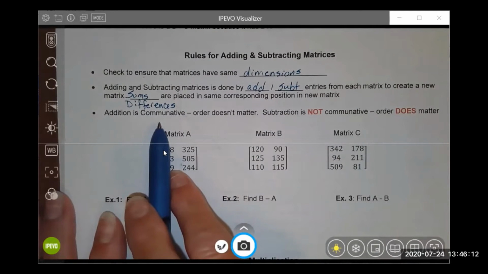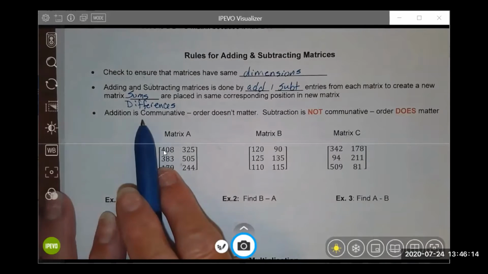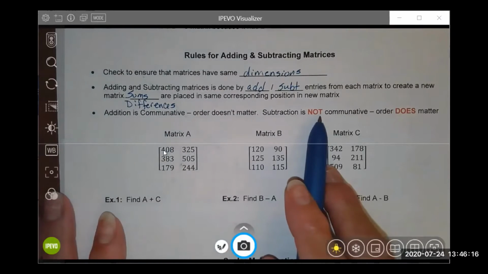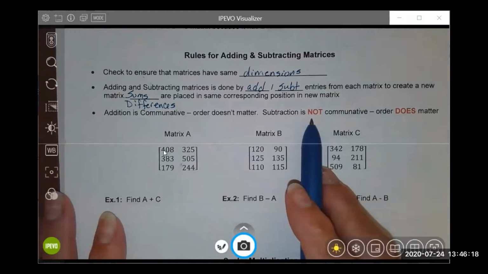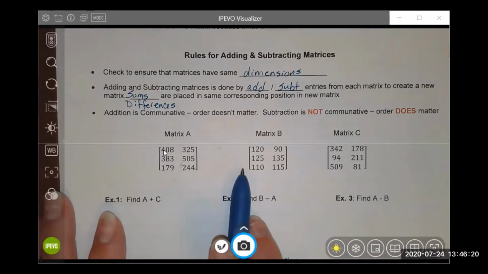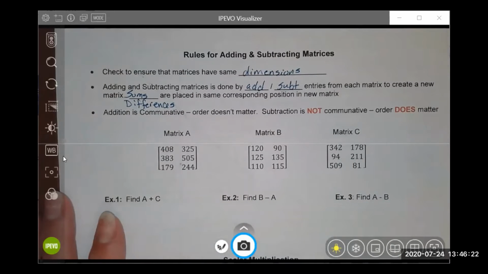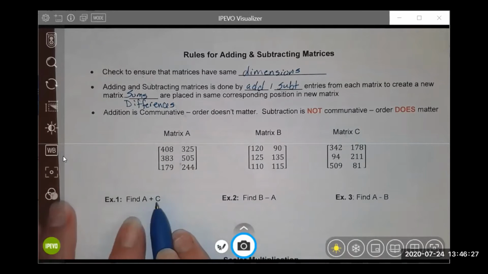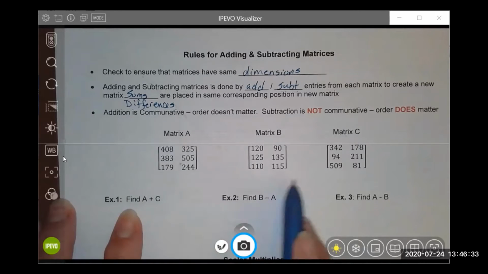It's commutative, so the order that you add things does not matter, but subtraction is not commutative, so order does matter. If we just look at a couple of examples, we can see ways to do this. If I was going to add, let's see, matrix A plus C, this is the way we would write an addition statement. Capital A represents matrix A, capital C.